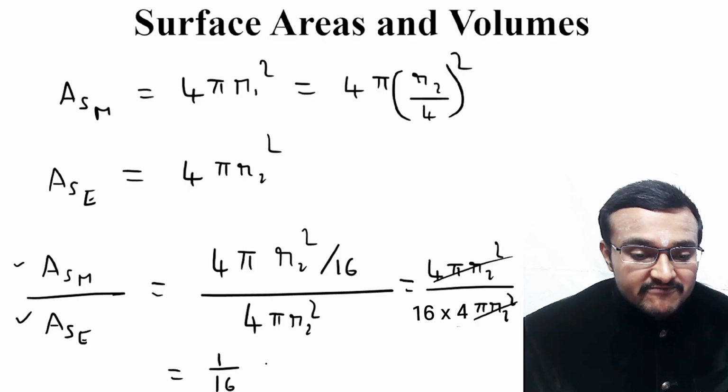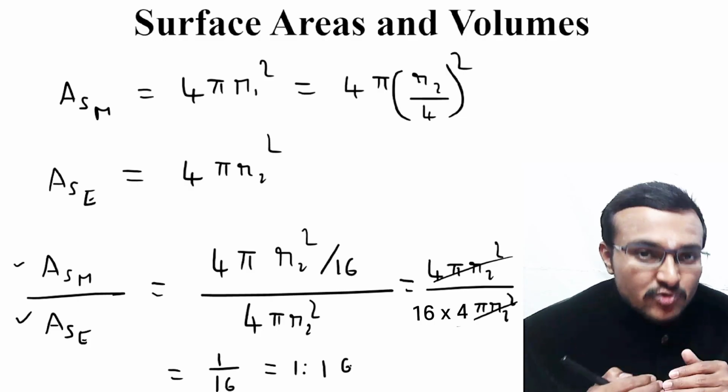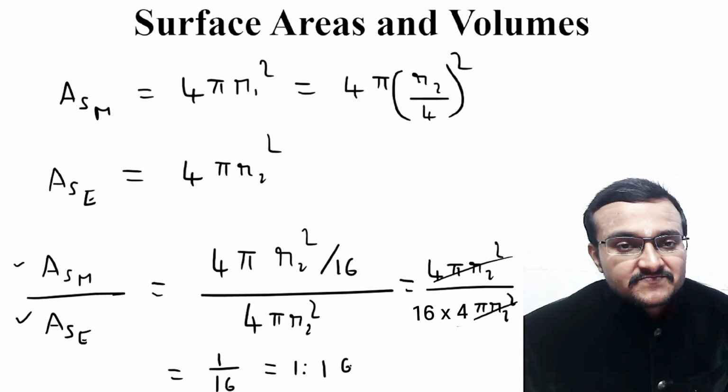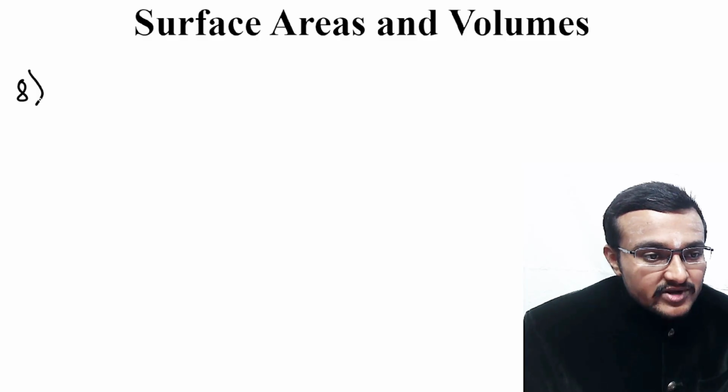So you have to note that if the radius is reduced by 4 times, then the surface area is reduced by 16 times. That you have to remember. Now we will move into the 8th question.